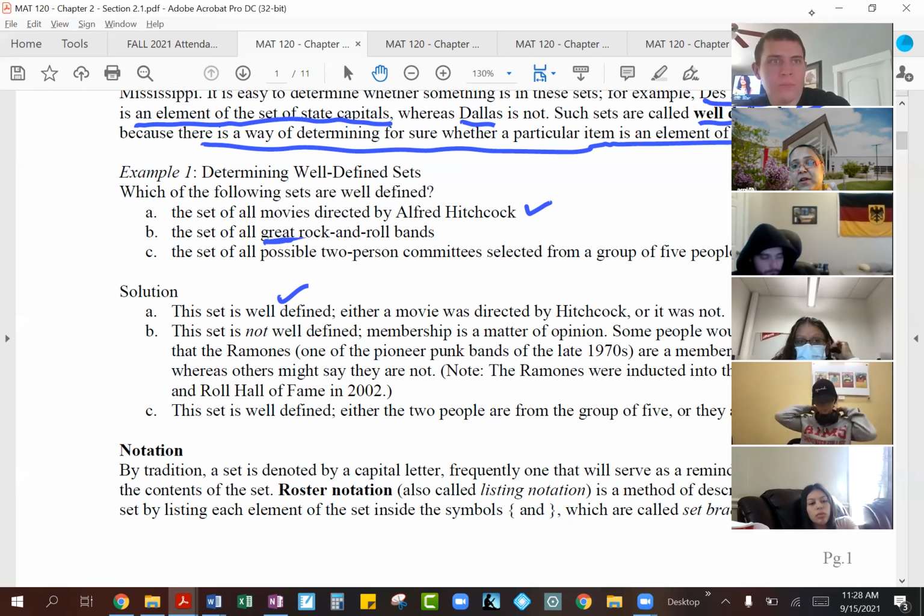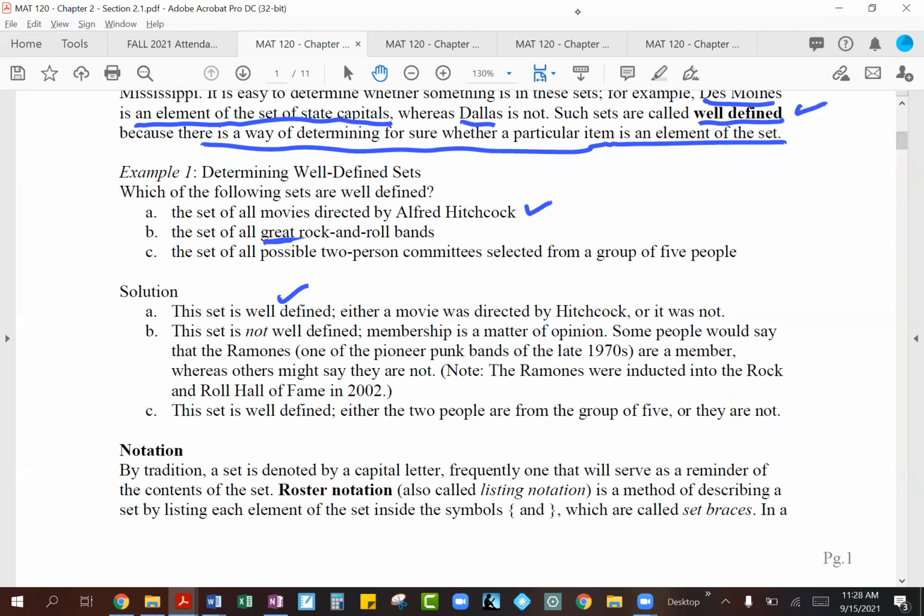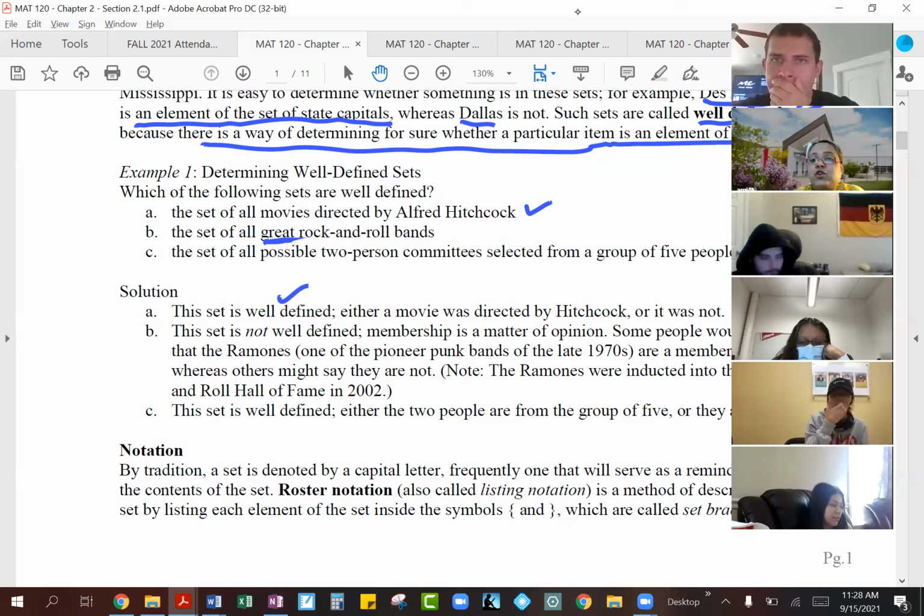Whether we had a statement or not, right? And we had talked about how anything that is an opinion cannot be a statement, cannot have a true or false value. So if you think about it in those terms, when we're talking about a set of all great rock and roll bands, I may think one band is great, but you may say, no, I don't like their music. I don't think they are great.